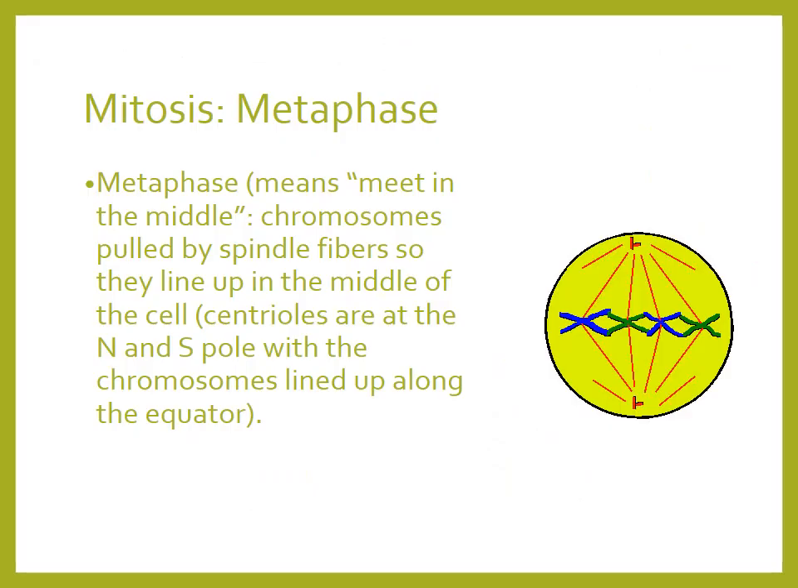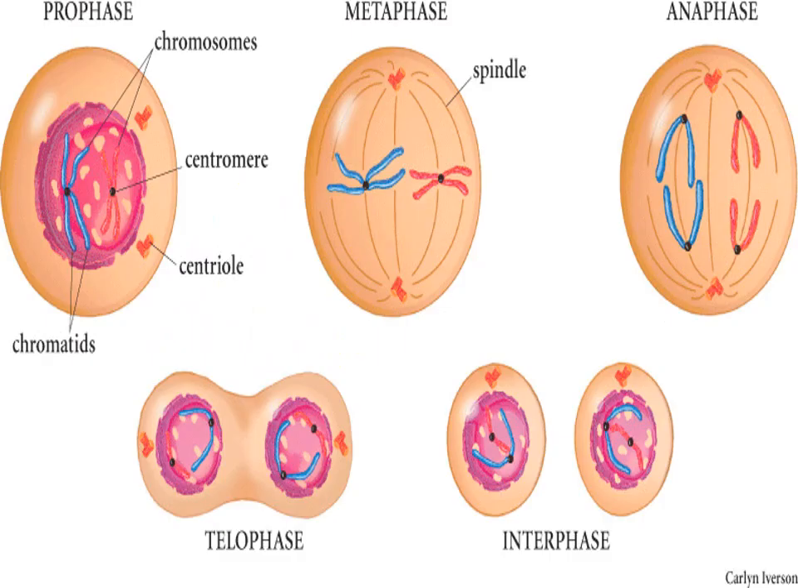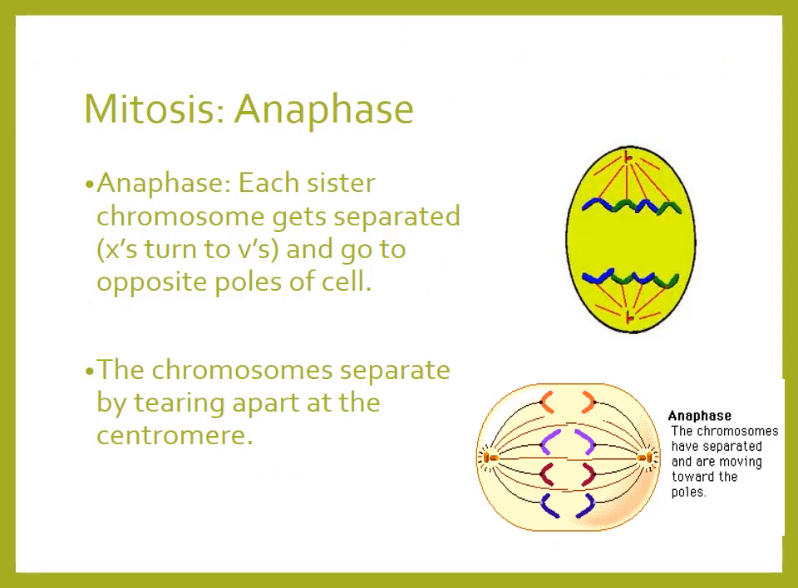So metaphase means meet in the middle. Chromosomes are pulled by spindle fibers, those little spider webby things, so they line up in the middle of the cell. So now you can see the chromosomes, which are the X's, lined up completely along the middle, kind of like at the equator. The centrioles are at the North and South Pole with the chromosomes lined up along the equator. This is what metaphase is. Again, look at metaphase. We're at the second diagram over. You see the centrioles at the top and the bottom, and the X's along the middle. Meta, middle.